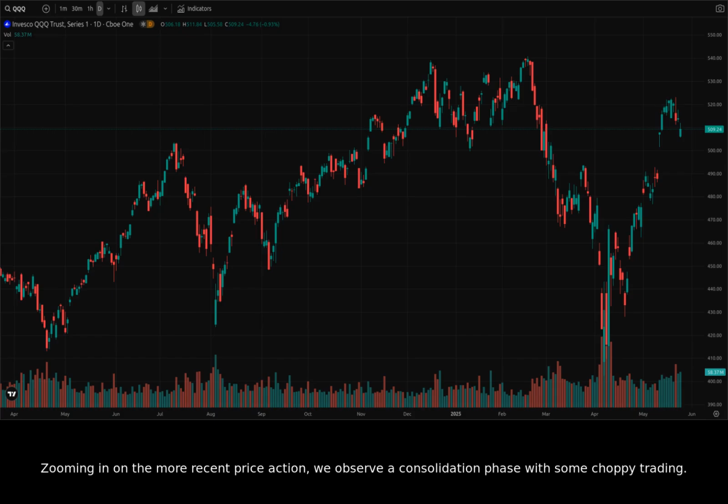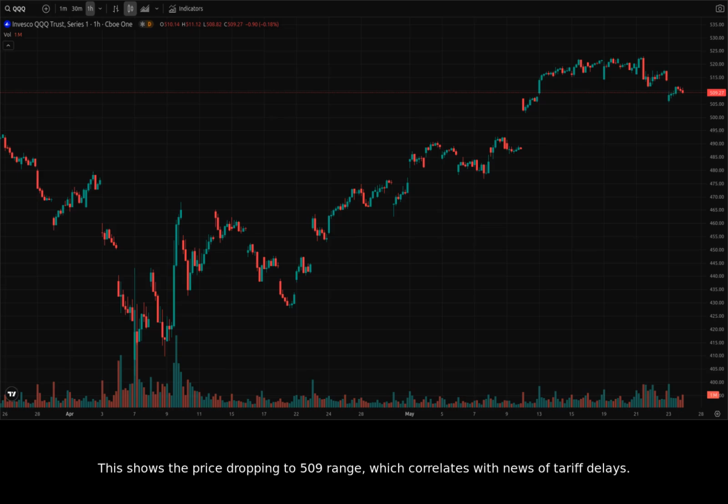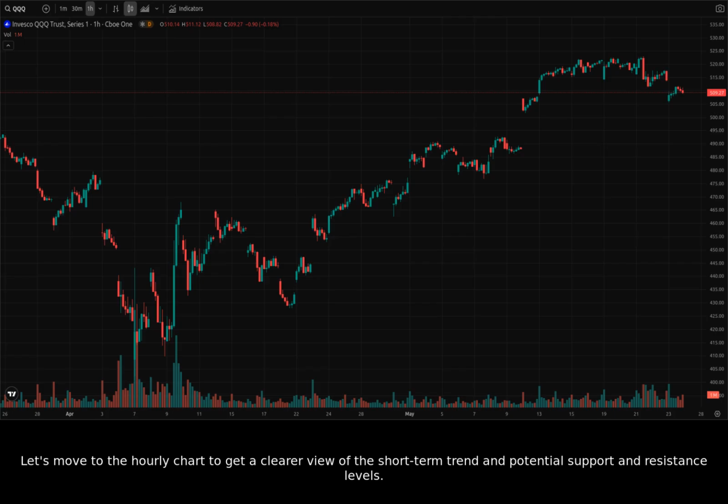Zooming in on the more recent price action, we observe a consolidation phase with some choppy trading. The price seems to be hovering near the 509 level as of today. Now, let's examine an interesting section of these candles. This shows the price dropping to the 509 range, which correlates with news of tariff delays. We can see that it's recovered to about 509.24 since then.